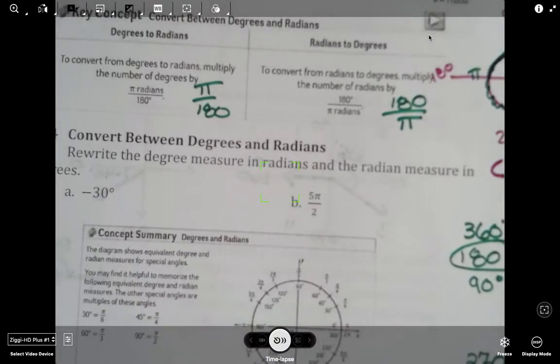Pi is just the distance that 180 is. And 180 is the degrees for the distance of pi. So I'm going to use one of those.